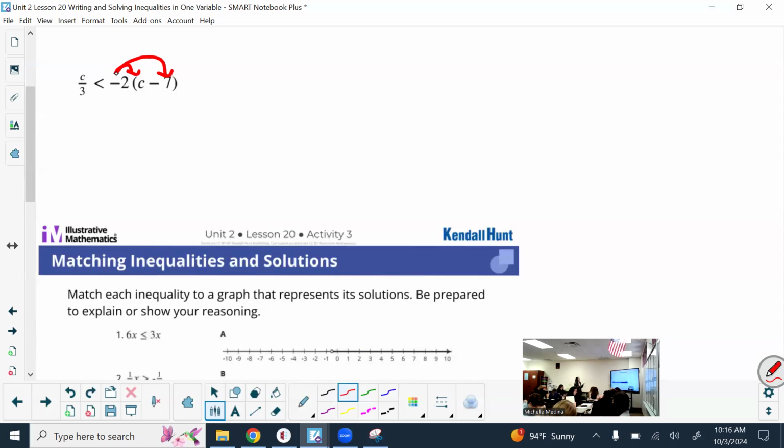Table 9, can you tell me what we get from distributing this? Is that all? Close. Class, what's a -2 times -7? So it should be a positive 14.